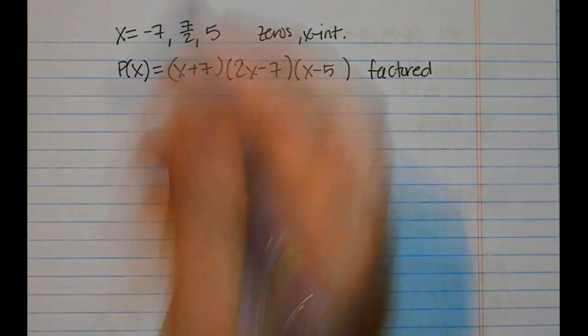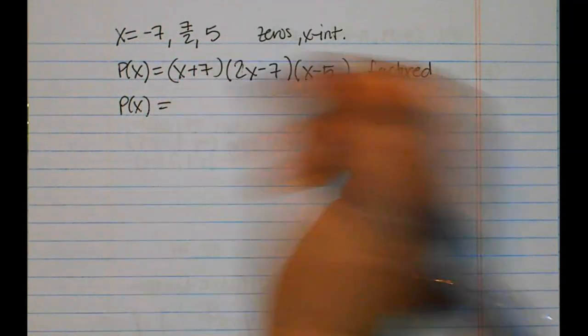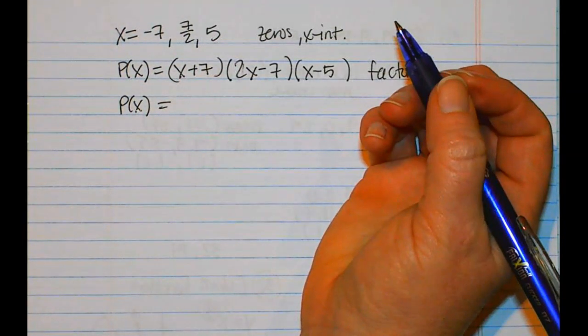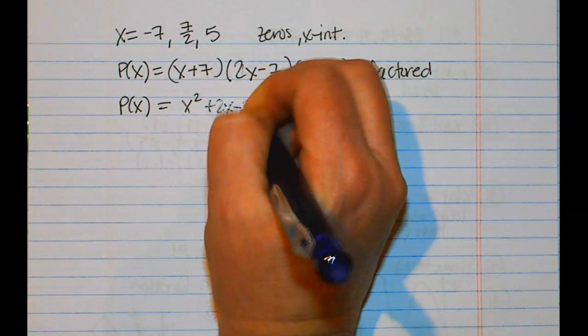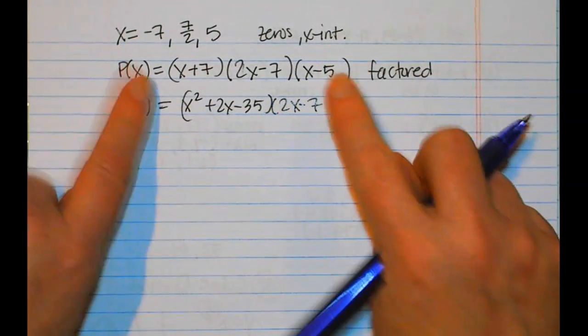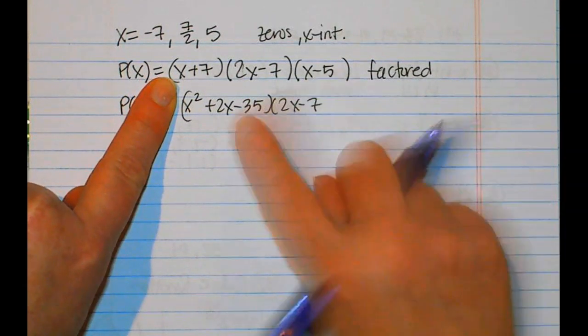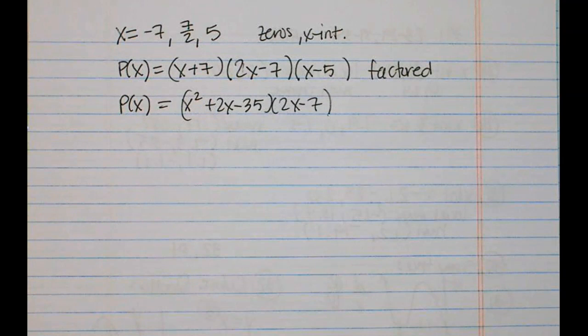Anyway, then I could say, well, p of x is a polynomial if I multiply it out, which I'm going to multiply this one last because that's what I do. x squared plus 2x minus 35 times 2x minus 7. So I multiplied these two together and got this, and then I'm going to multiply by 2x minus 7 and get what that is.